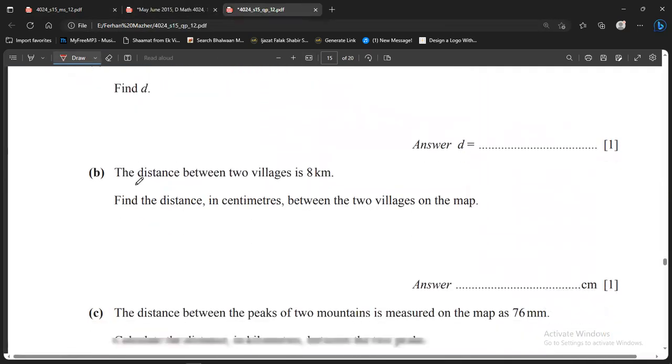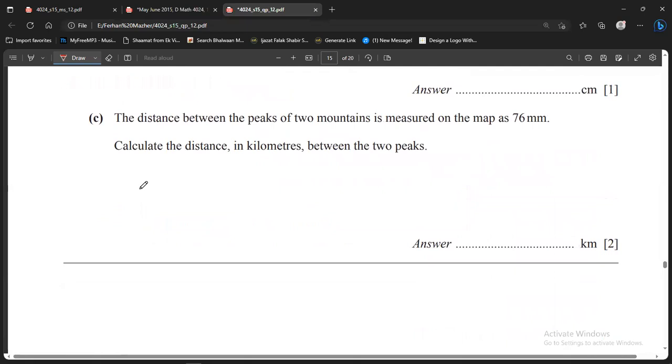Okay, then the question is, the distance between the peaks of two mountains is measured on the map as 76 mm, which is something like 7.6 centimeters. So when you convert millimeters into centimeters, you divide by 10.